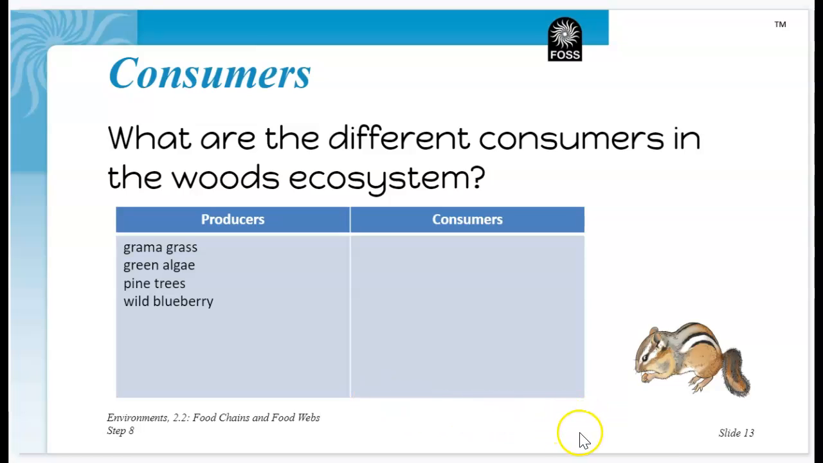I want you to pause this lesson and think of some of the consumers that can benefit from the producers. When you're done, I want you to wait for your class and you can go over some of the possible answers as a group.